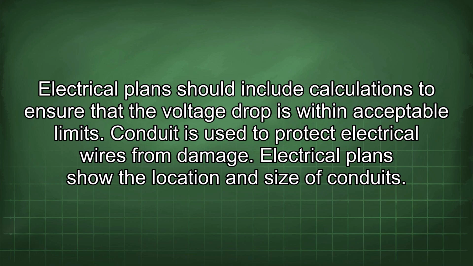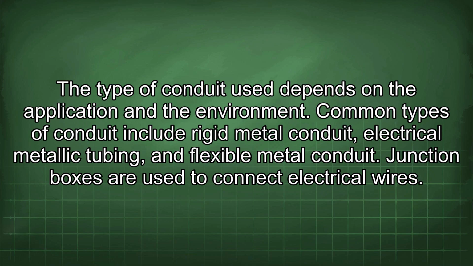Conduit is used to protect electrical wires from damage. Electrical plans show the location and size of conduits. The type of conduit used depends on the application and the environment. Common types of conduit include rigid metal conduit, electrical metallic tubing, and flexible metal conduit.